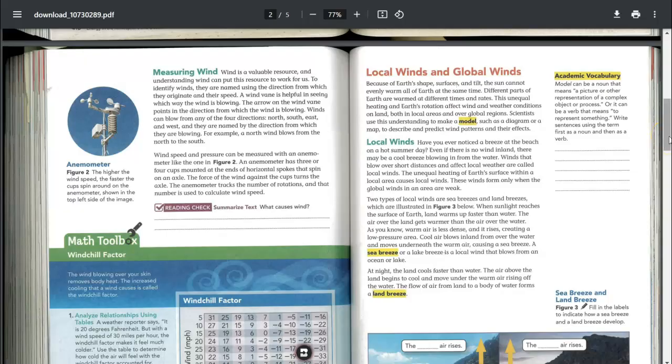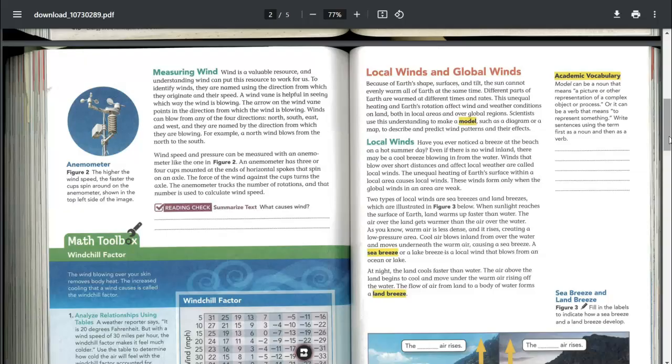Local winds and global winds. Because of Earth's shape, surfaces, and tilt, the sun cannot evenly warm all of Earth at the same time. Different parts of Earth are warmed at different times and rates. This unequal heating and Earth's rotation affect wind and weather conditions on land, both in local areas and over global regions. Scientists use this understanding to make a model, such as a diagram or a map, to describe and predict wind patterns and their effects.